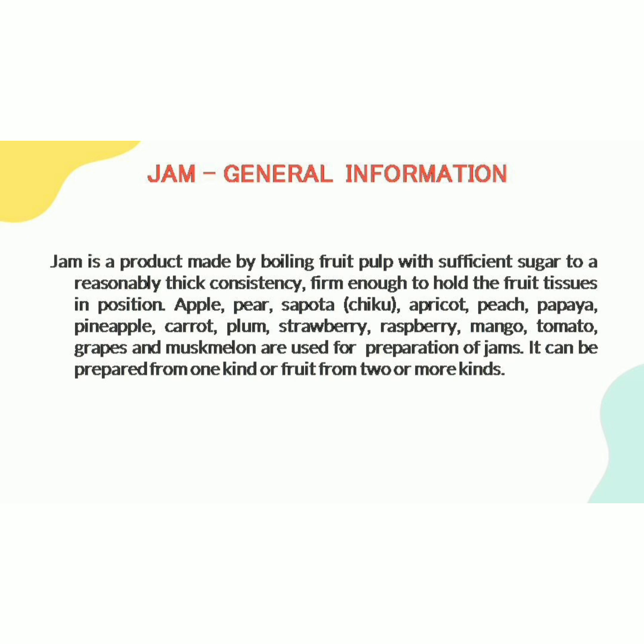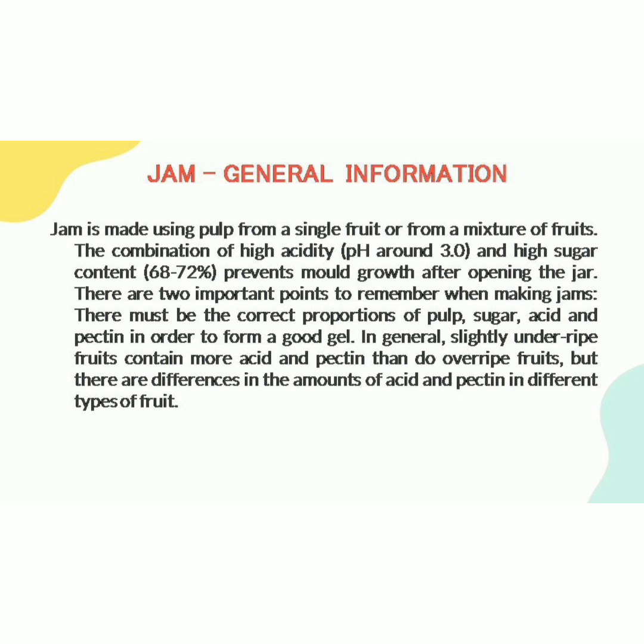Apple, pear, sapota, apricot, peach, papaya, pineapple, carrot, plums, strawberry, raspberry, mango, tomato, grapes, and muskmelon are used for the preparation of jams. It can be prepared from one kind of fruit or from two or more kinds of fruits. So, jam is made using the pulp from a single fruit or from a mixture of fruits. The combination of high acidity and high sugar content prevents the growth of microorganisms.